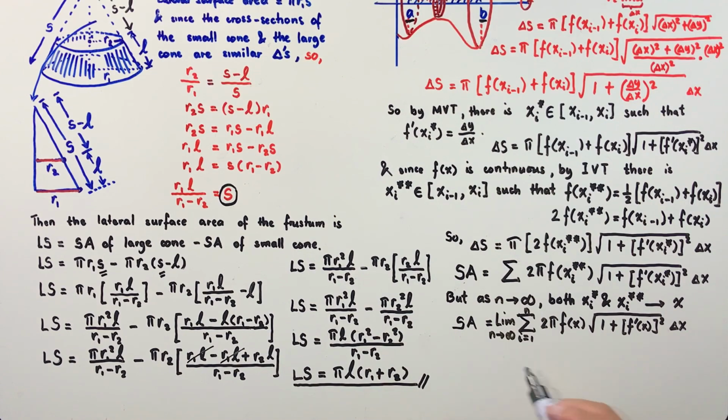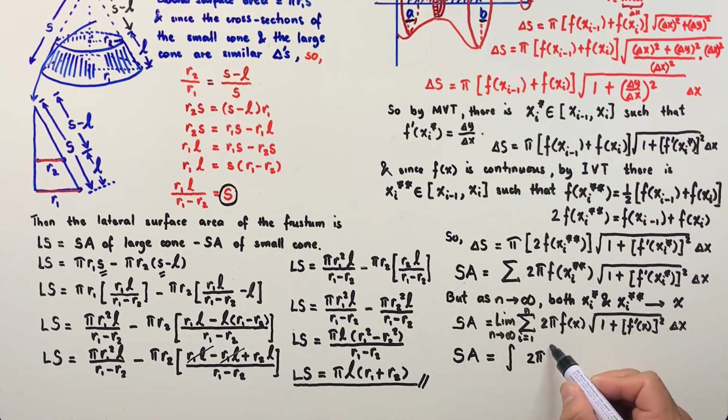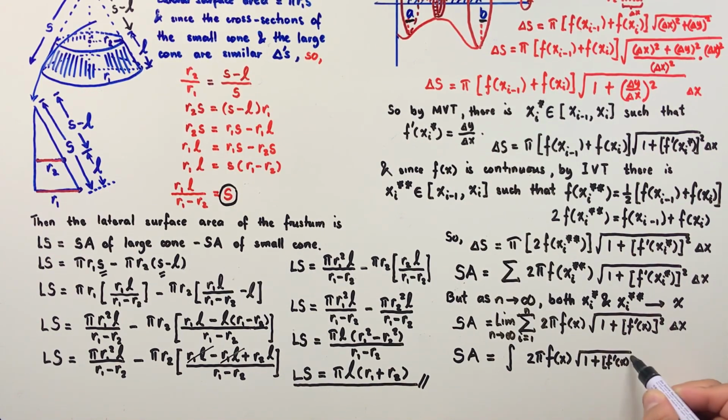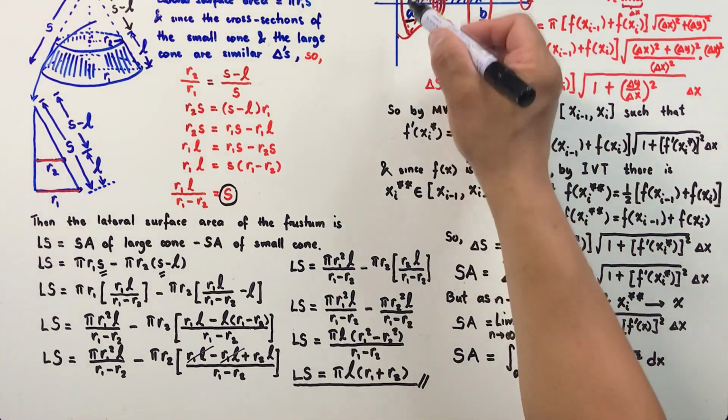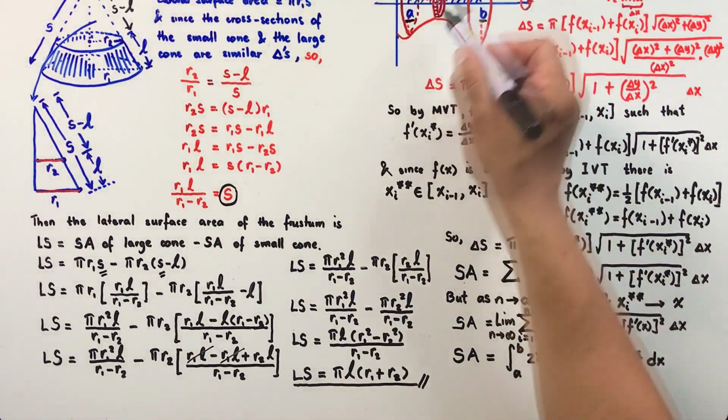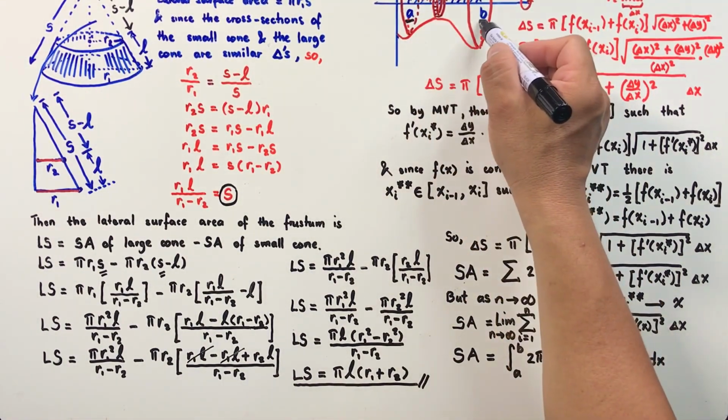Therefore, we write that this is the integration of all surface areas from incremental surfaces, which is given by 2 pi times f of x times the square root of 1 plus the square of the derivative of f, dx, from A to B, because we will be slicing the whole surface from A to B. So from here up to here.